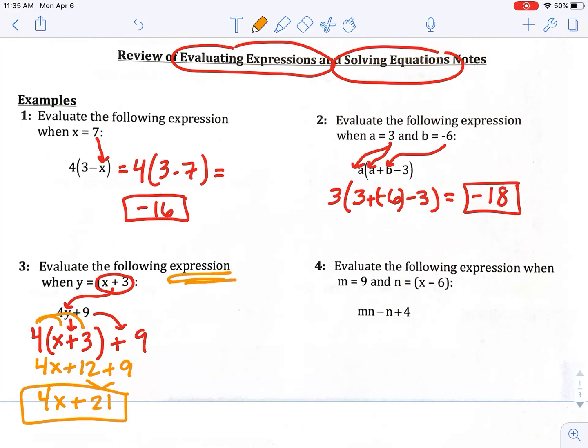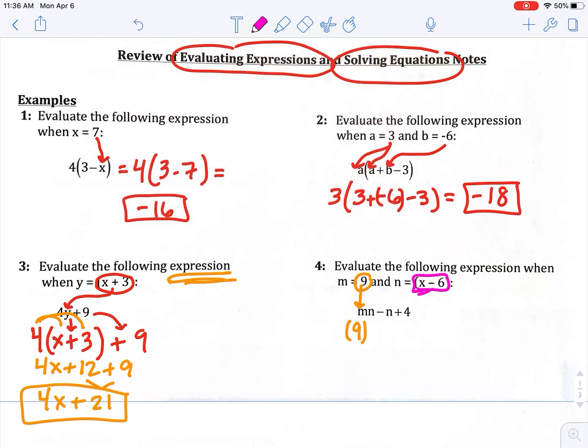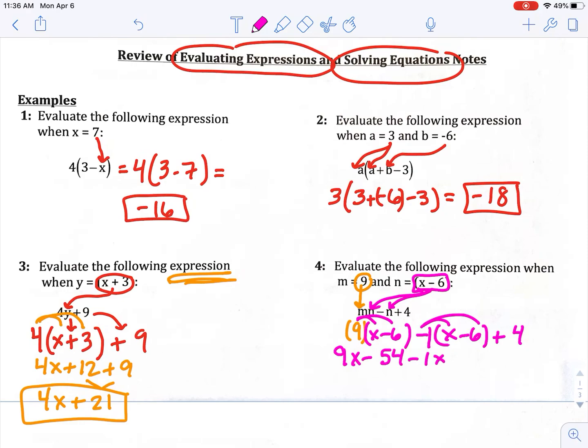So you're going to get an expression for some of these, not just a number. Same idea for this one. It says that m is equal to 9. So I'll plug in m is 9. But then n was equal to this whole expression, x minus 6. So instead of n, I'm going to write x minus 6, then I have a minus, and again x minus 6, and then there's still that plus 4 at the end. Now this 9 has to distribute, 9x minus 54. This is like a negative 1, so I distribute that.